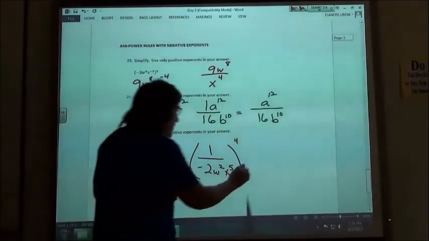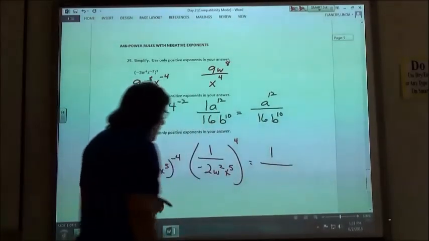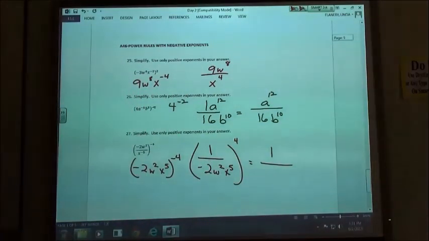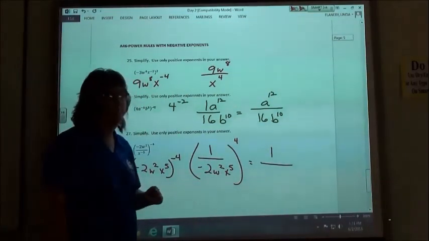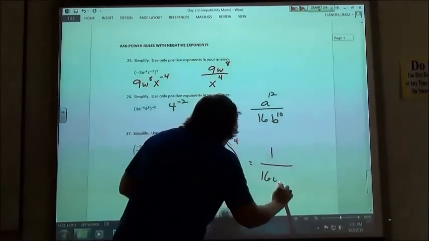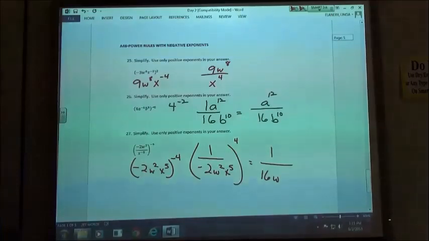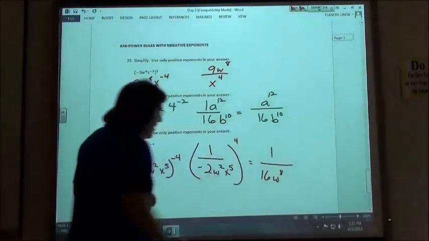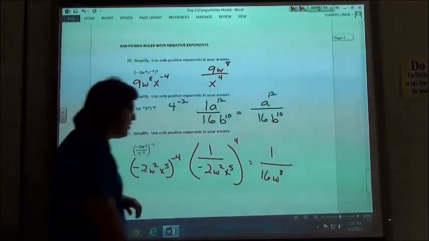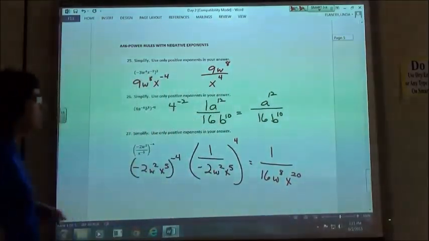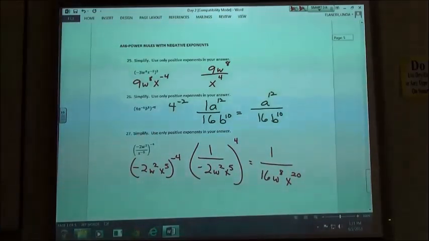So 1 to the 4th power, still 1. Negative 2 to the 4th power is positive 16. w squared raised to the 4th power, w to the 8th, and x to the 5th raised to the 4th power. And so I end up with 1 over 16 w to the 8th x to the 20th.